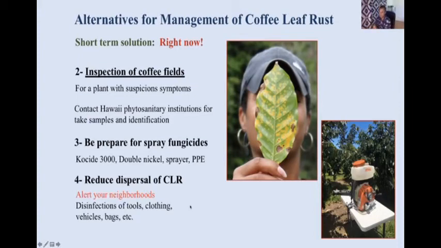Also, we need to try to reduce the dispersal of the disease as much as we can. If we have one confirmation that this is in one coffee farm, please, we need to tell the other neighbors, because the disease could spread so fast.